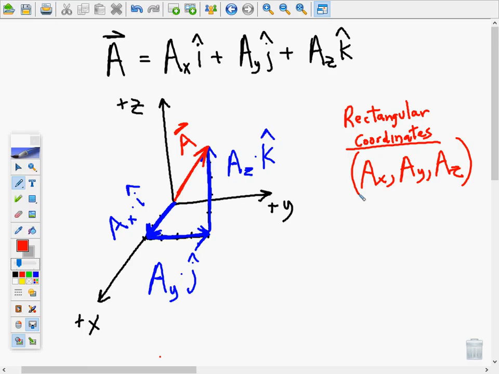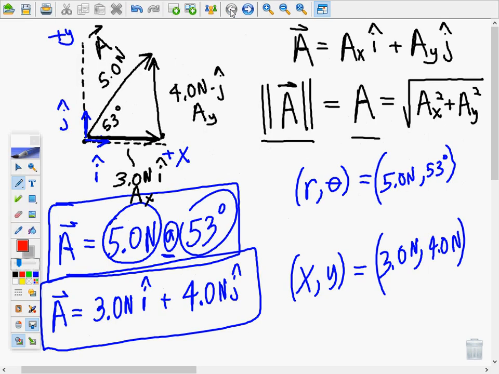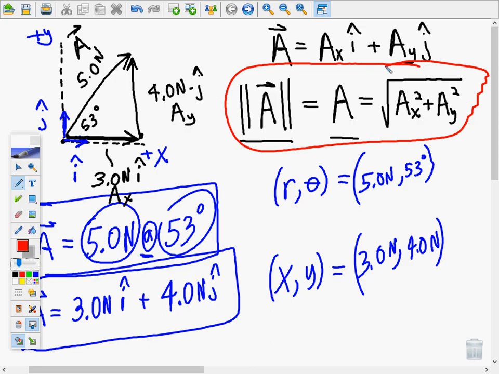Now, you might recall that if we had a two-dimensional vector, like this vector here, if we wanted to find the magnitude of that, we could use the Pythagorean theorem, and the magnitude of this vector A right here can be found by taking the square root of the sum of the components squared.